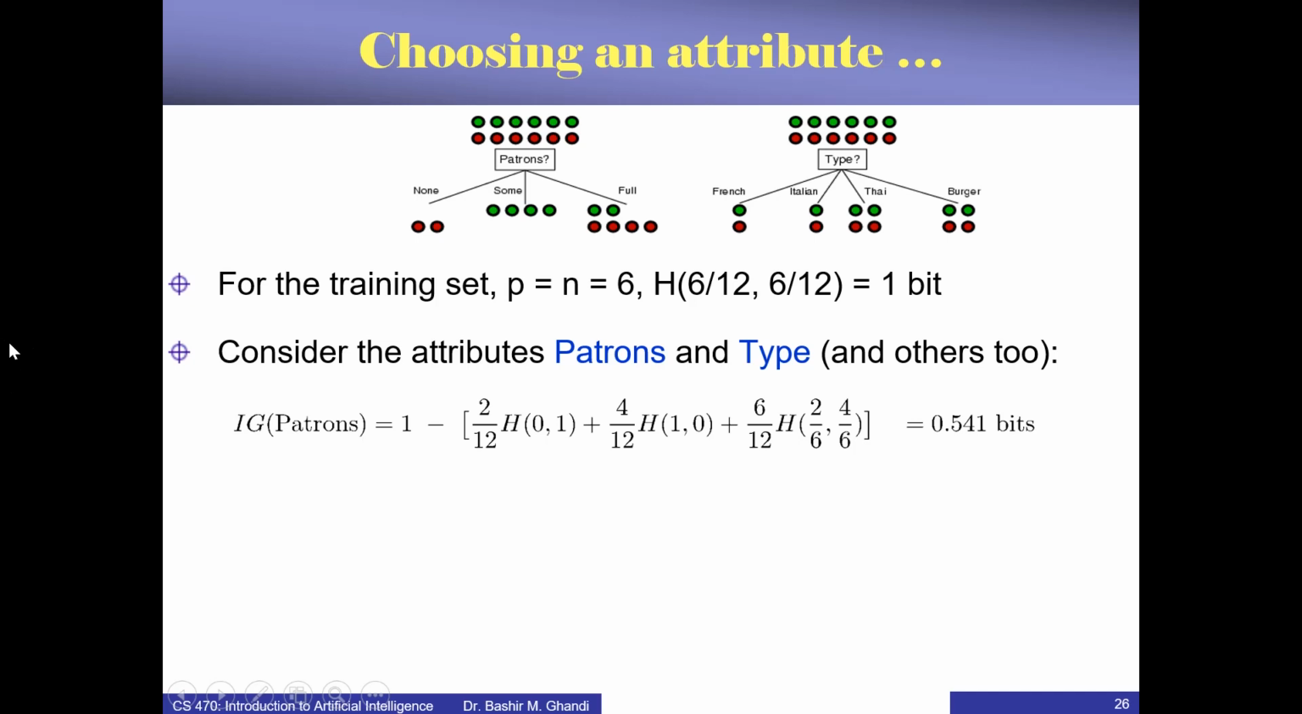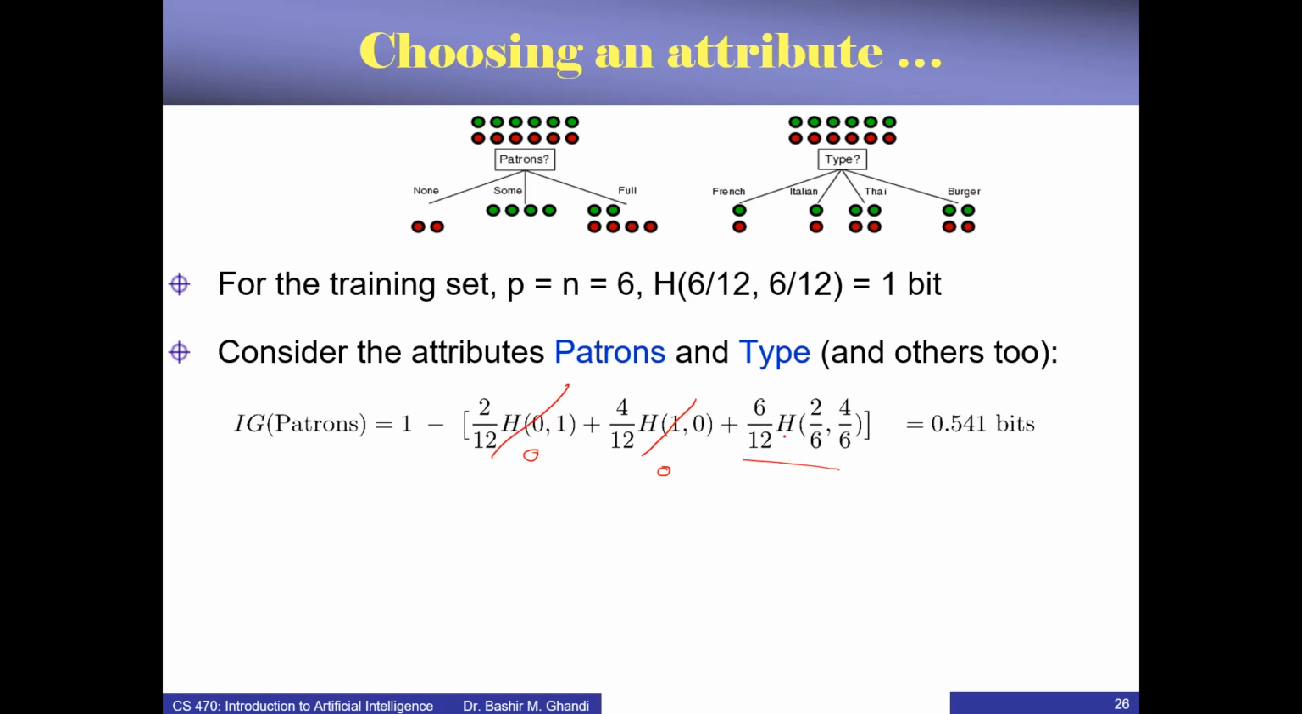Now if you notice, for this particular splitting using patron, basically this is going to be 0, because the entropy is going to be 0, so 0 times 2 over 12 is going to be 0. Similarly, this is going to be 0. So actually all you have is this term here.